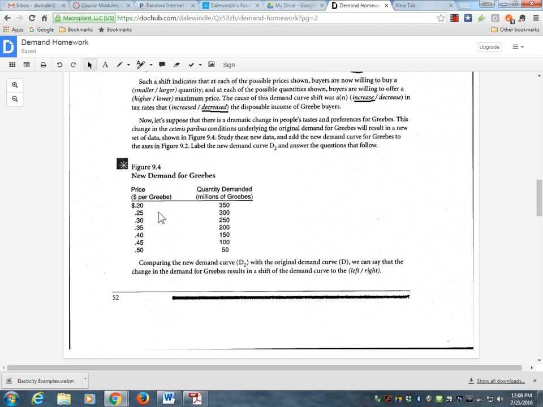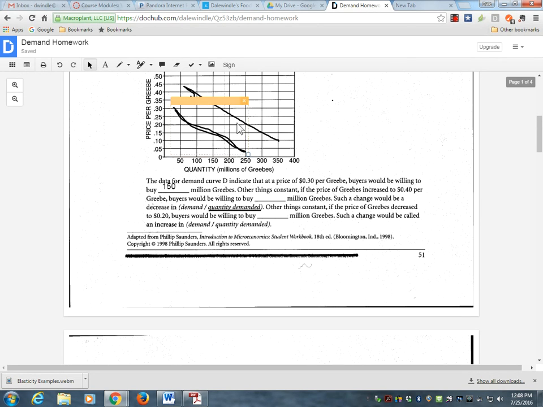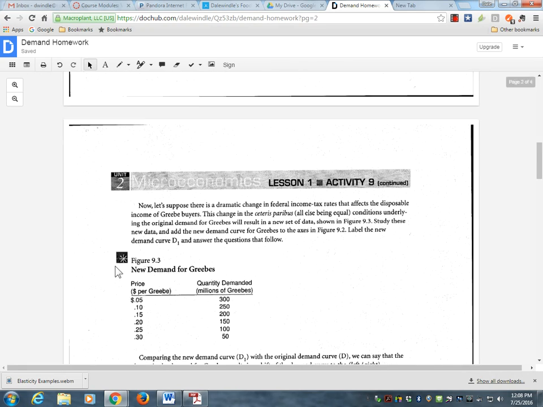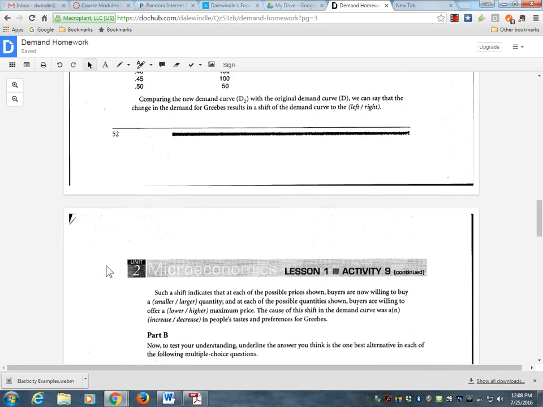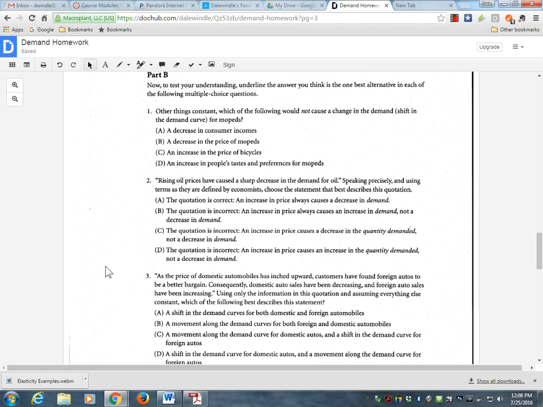You got a third demand schedule, which we'll also graph here in the same space, and then answer the questions. All right, I like these multiple choice questions, but they're kind of challenging initially, and usually we go over them in class. So I'll just tell you the answers.